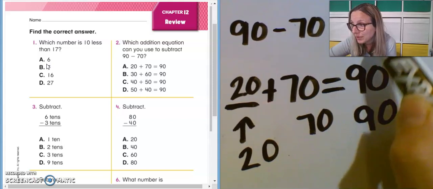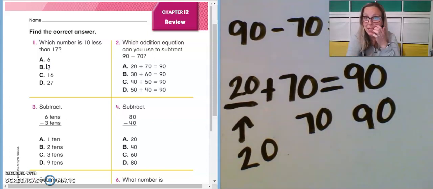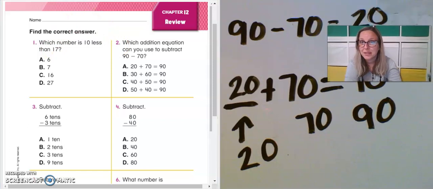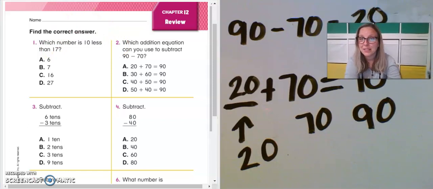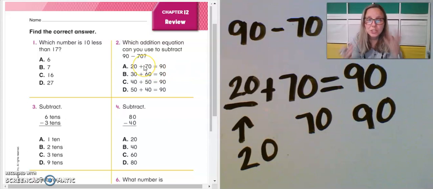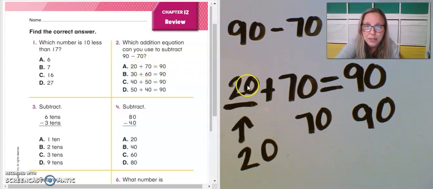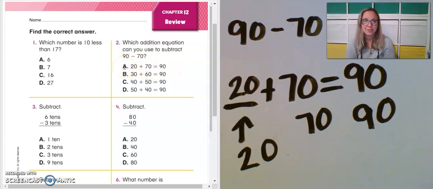And I know I'm blocking that answer, but it is right there so you can see it. So 90 minus 70 is 20. So the question said, which addition sentence can help us? Well, 20 plus 70 equals 90. So A would be our answer for that one.